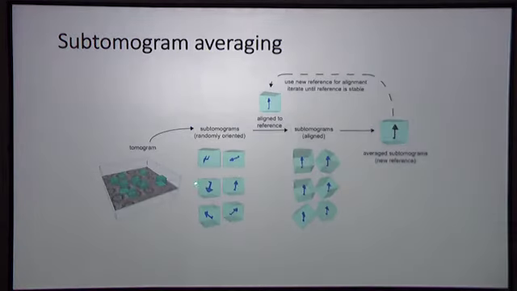So the basic approach is extracting volumes which contain the object of interest. They come out in some potentially random orientation. They're aligned to some kind of reference, so they're all in the same orientation. They're averaged together. The average is used as a reference, and that process is repeated. This is very similar to single particle reconstruction, but we're using three-dimensional volumes that are being aligned and averaged rather than two-dimensional projection images.